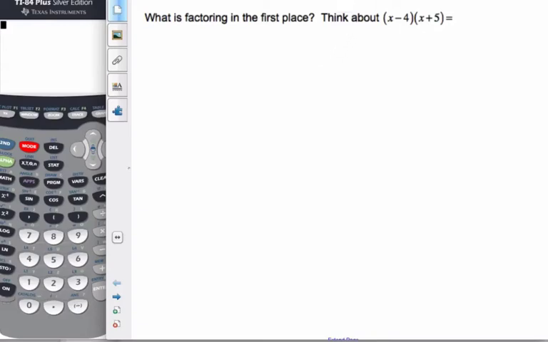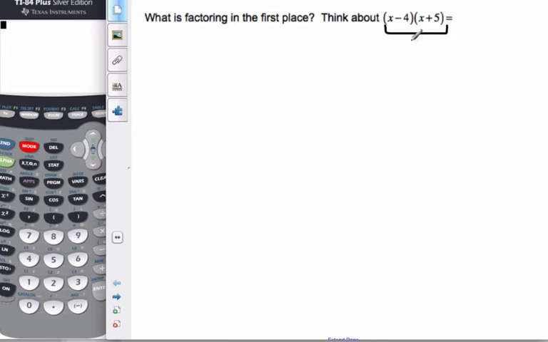Hello there, it's Mr. Rops, and we are here to continue thinking about factoring these scenarios. And let's think about what is factoring in the first place? Well, before I answer that question, let's consider this scenario here.